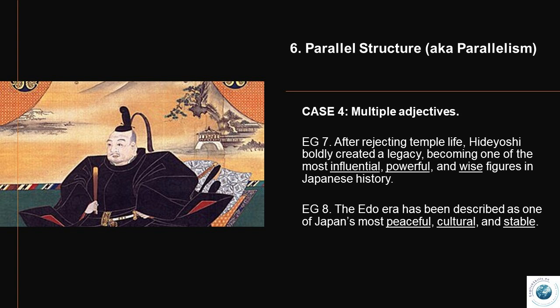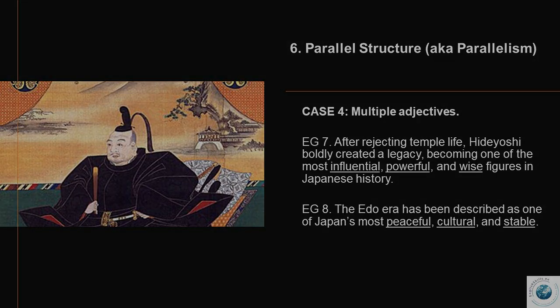Example 8. The Edo era has been described as one of Japan's most peaceful, cultural, and stable. The use of the intensifier creates a clear message of praise for this particular period in Japanese history. One of the most peaceful, one of the most cultural, and one of the most stable eras in Japanese history. I think we can leave this sentence alone now and once again enjoy the harmony apparent in its clarity and concision. The Edo era has been described as one of Japan's most peaceful, cultural, and stable.